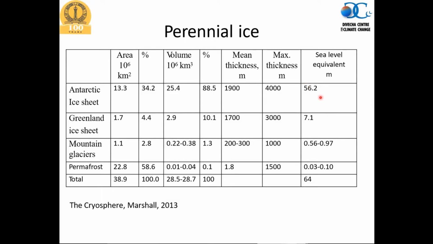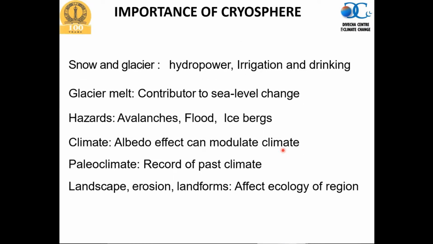Remember, these numbers keep on changing from work to work, because over a period of time there is significant underestimation or lack of knowledge, which makes these estimates not very accurate. Greenland has 1.7 million square kilometers, and around 3,000 meter maximum thickness, and it can raise sea level by 7.1 meters. There are mountain glaciers, covering around 1.1 million square kilometer area, and the mean thickness varies from 200 to 300 meter, and maximum thickness is around 1,000 meter. And we have such glaciers very close to 1,000 meter, like Siachen in Karakoram, and there is permafrost. So this is the overall idea about the cryosphere distribution globally.